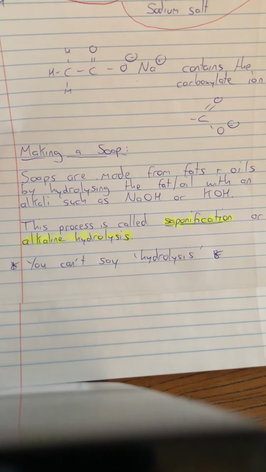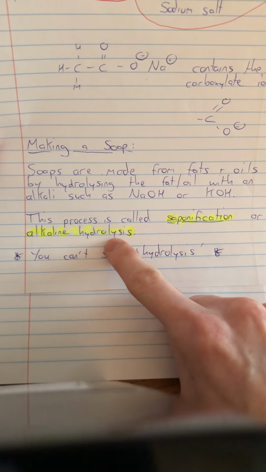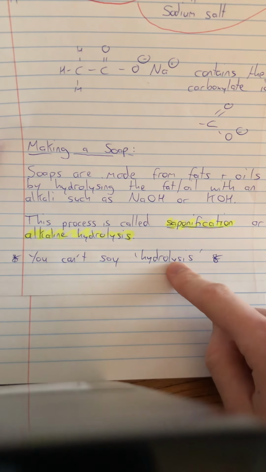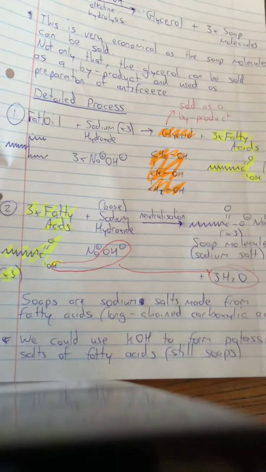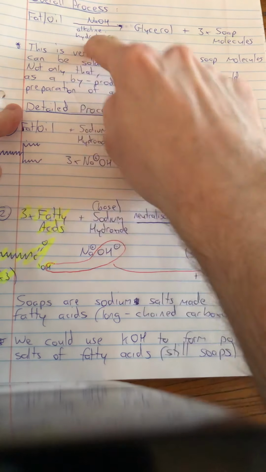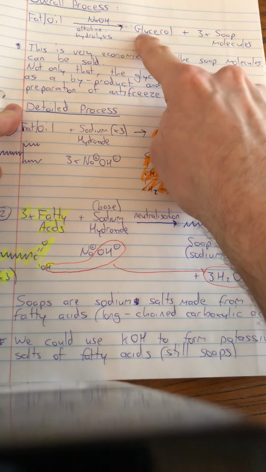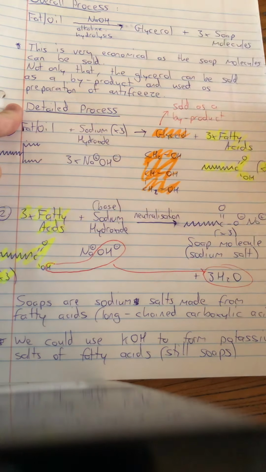Now making a soap, it's all to do with the process called saponification or alkaline hydrolysis. Do not just say hydrolysis, that would be wrong. So the overall process is we take our fat and our oil, we undergo alkaline hydrolysis, and we get glycerol and free soap molecules. Remember, glycerol can be sold as a byproduct, and that's what we're after, the free soap molecules.